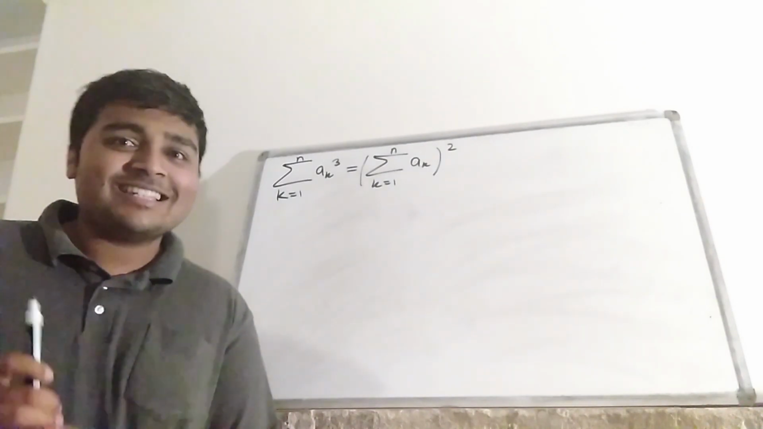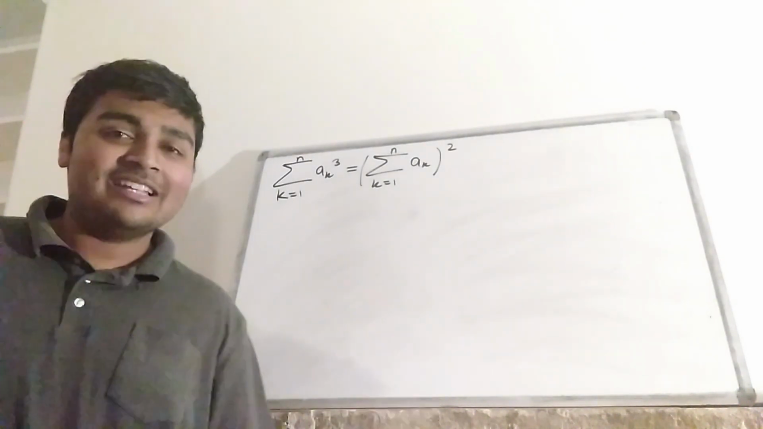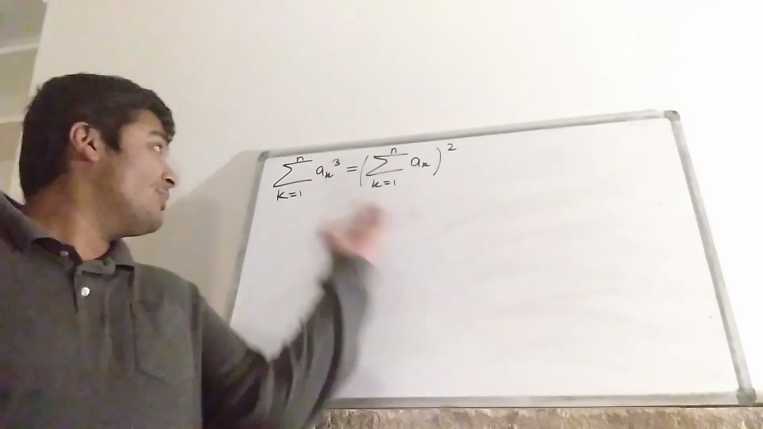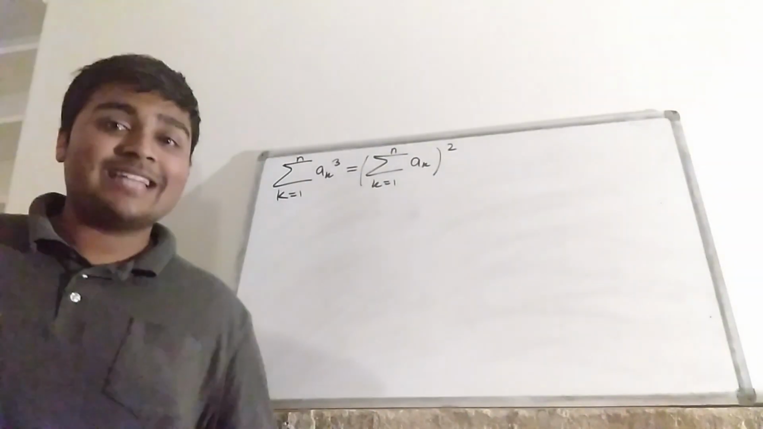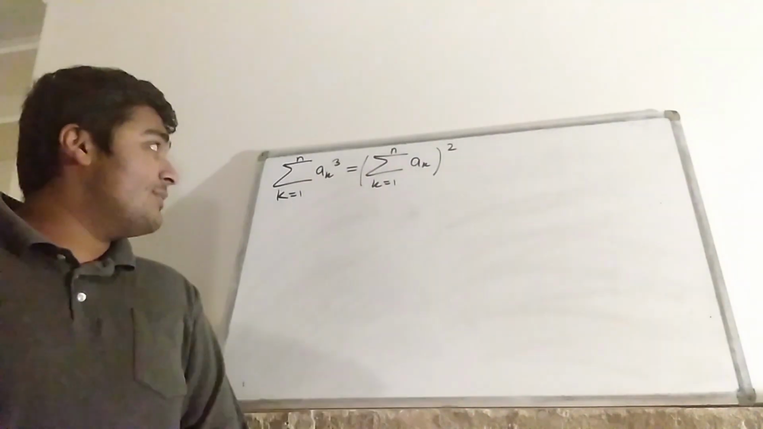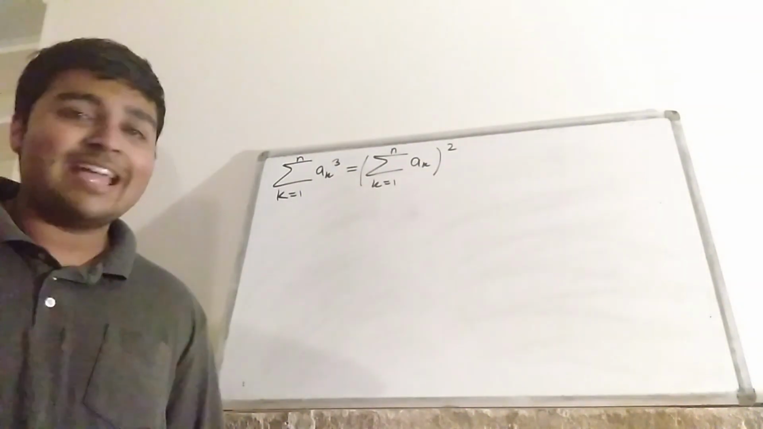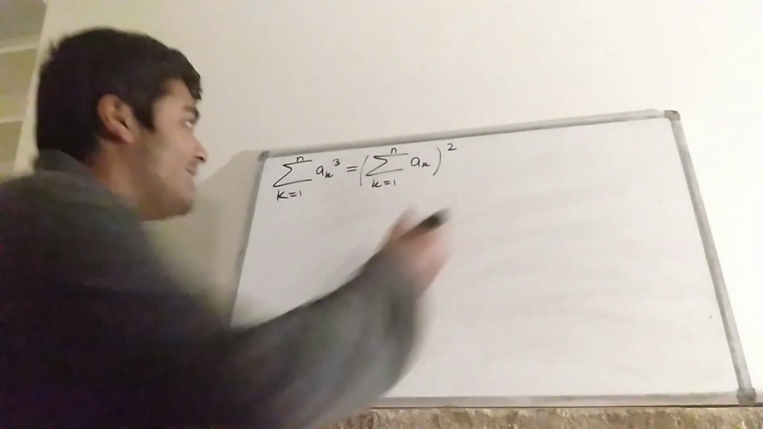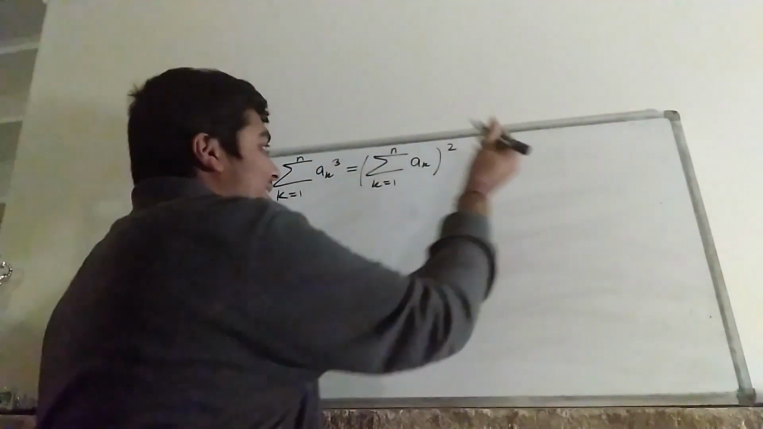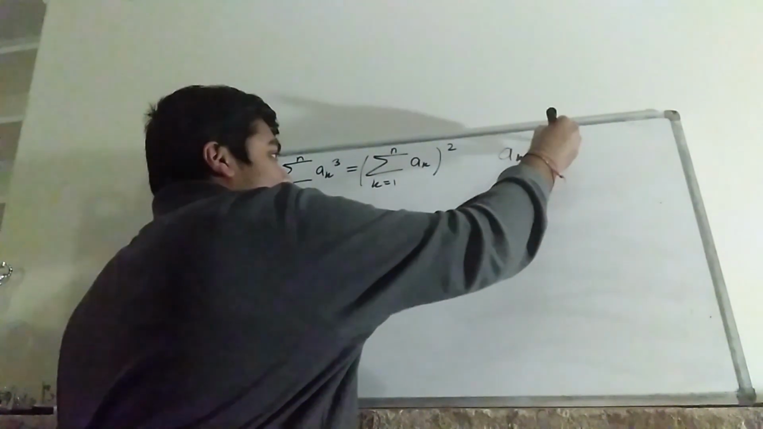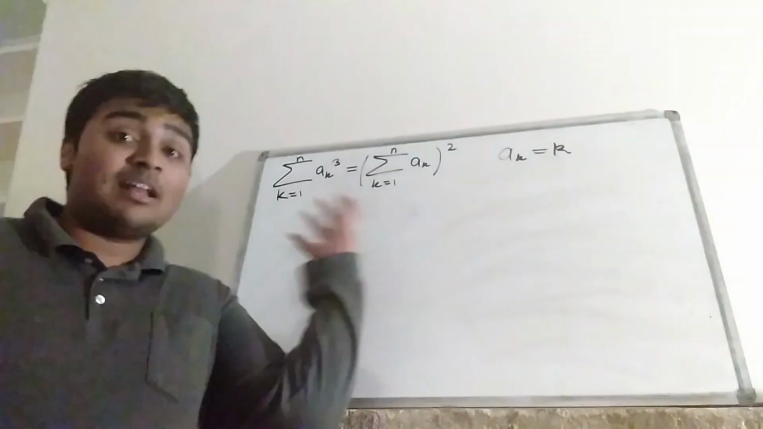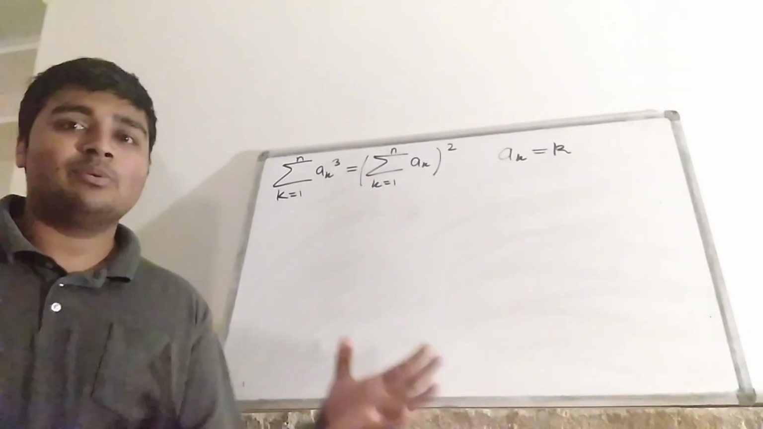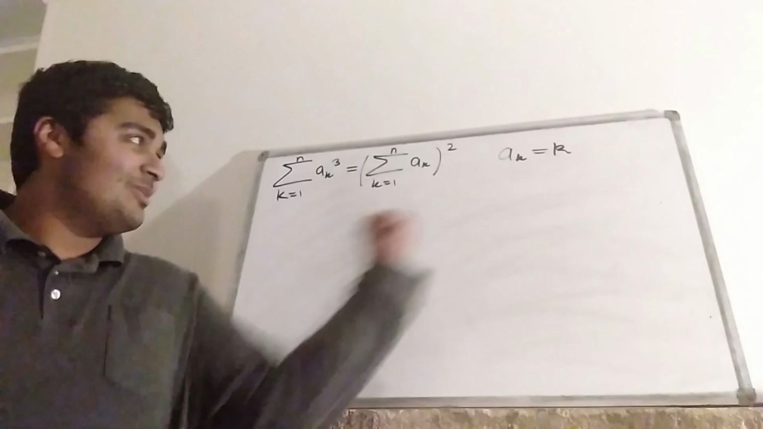Okay, so the solution to this problem is that there's just one. So there's just one sequence of positive real numbers a_n with the property that whenever you take the sum from k equals 1 to n of a_k cubed, that's going to give you the same thing as the sum from k equals 1 to n of a_k, all squared. And I claim that if this holds, then a_k must equal k for all k. I'm going to prove this, and thus we can deduce that there must be only one sequence of real numbers a_n with this property.